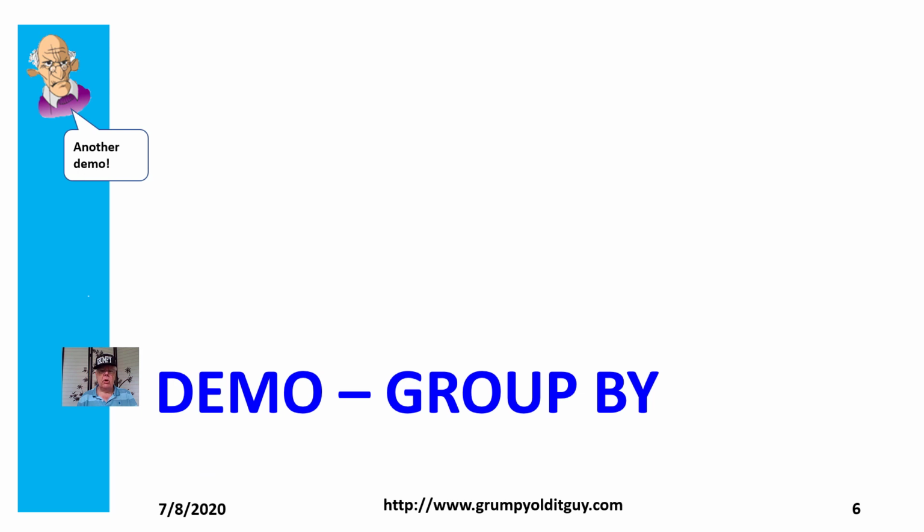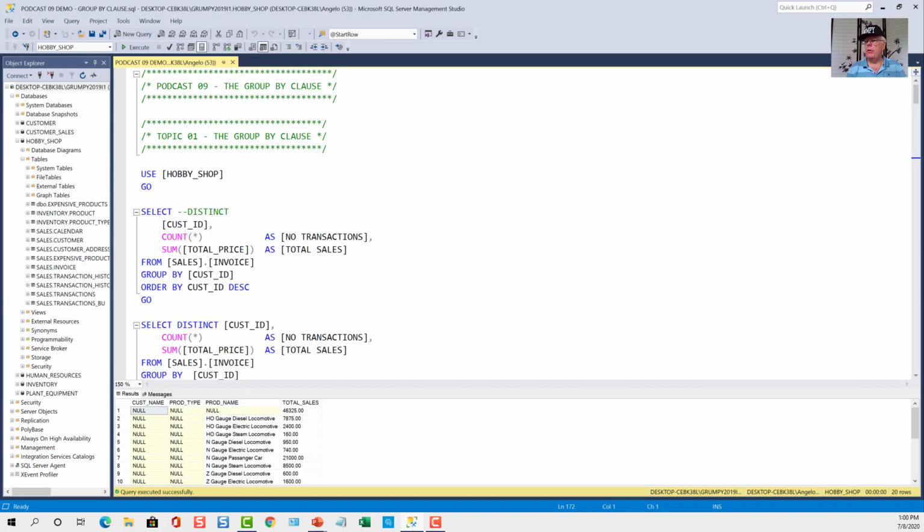Okay, let's go into our first demo and let's see how this group by clause works. Okay, here comes SQL Server Management Studio. We're going to use the Hobby Shop database. So there it is. We are in the correct database, so we don't have to execute that use Hobby Shop command. So here's our first little query. We're going to select. Notice I commented out the distinct. We're going to try that in the next query.